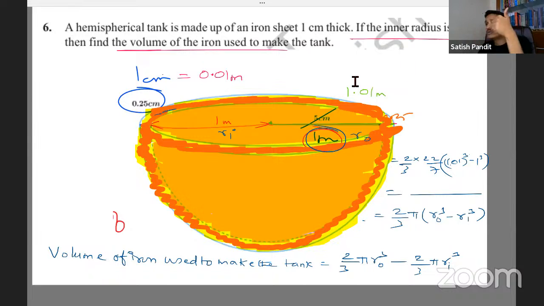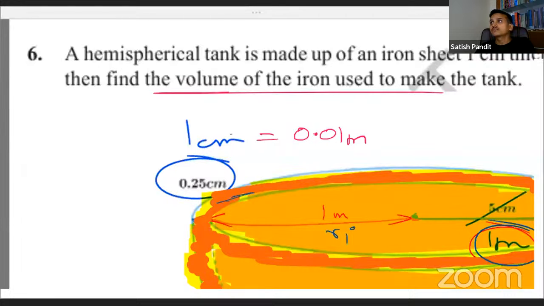Yes or no, everyone? You can do it, right? You have to do it, okay? I will not do the calculation part. You have to do it. The calculation part is very easy only. You can do it, okay? Just 1 minute.